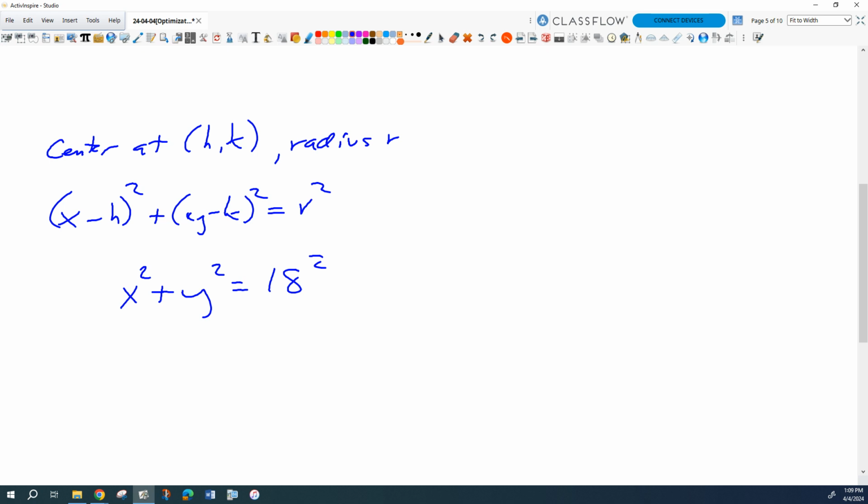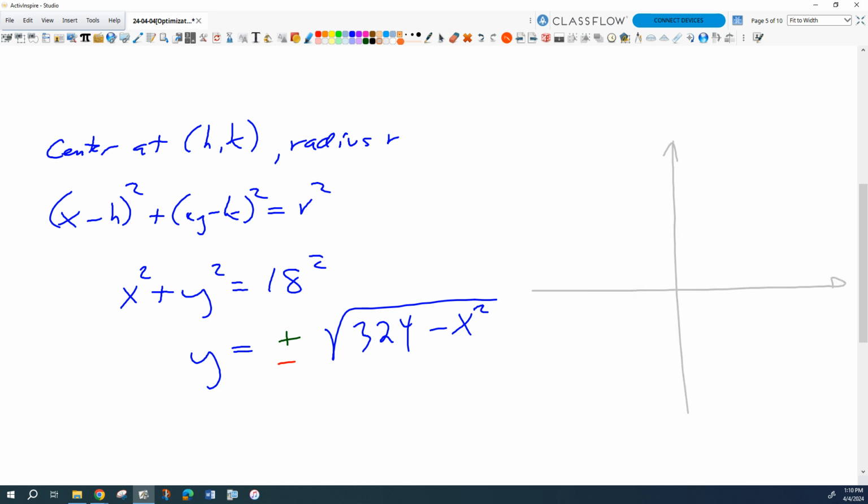If I solve for y, I get y equals plus or minus the square root of 18 squared, which is 324, minus x squared. Okay, well, what's that mean? Well, if we were to graph this thing, the math gods are very tricky this way.